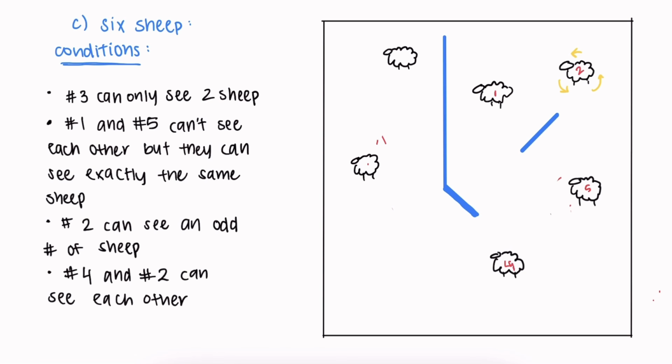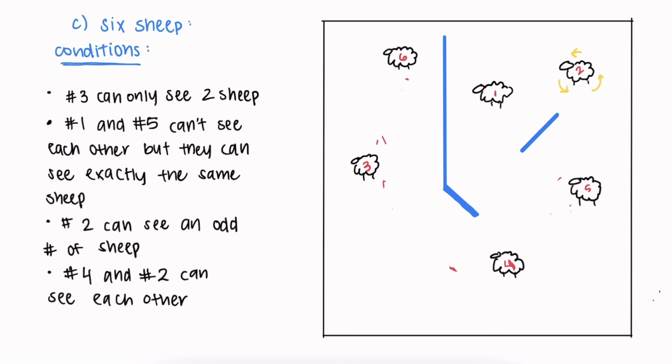Now we're going to go back to the very beginning. Number 3 can only see 2 sheep. Out of this sheep and this sheep, which one sees 2? So you know this blue wall is blocking this sheep from seeing this one. So this sheep cannot see the sheep over here. So that means that number 3 has to be this sheep right here. And if we look, that makes this top sheep up here number 6.